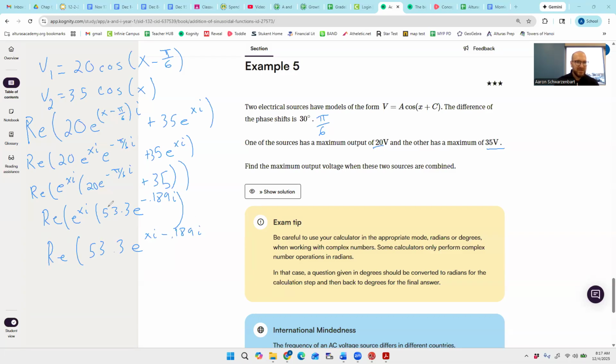So then I really don't actually need these parentheses here. I just need it to be a times. So I multiplied the two e's, which means add the exponents, and factor out the i. Cosine.